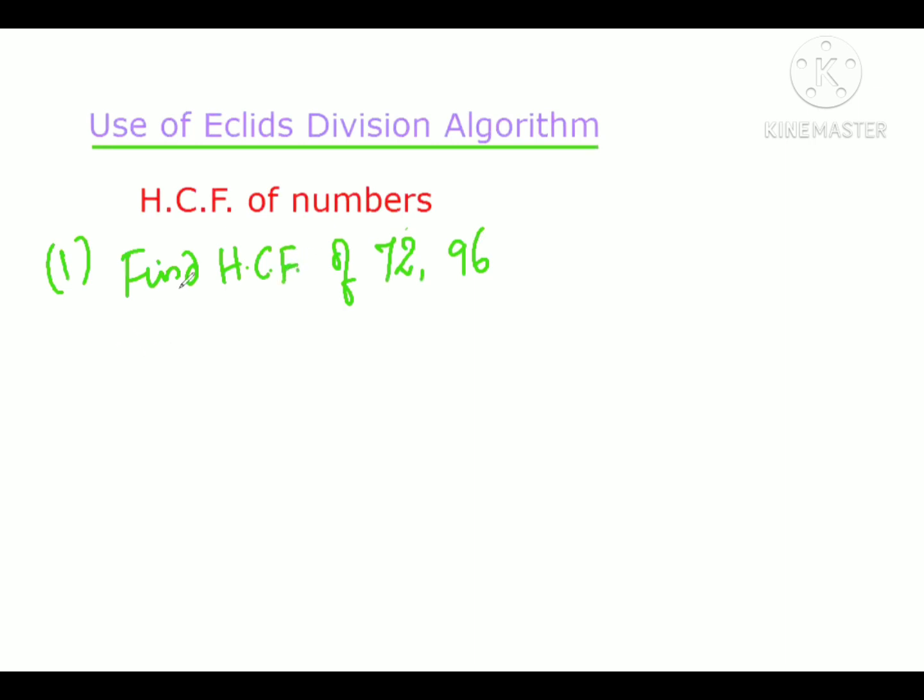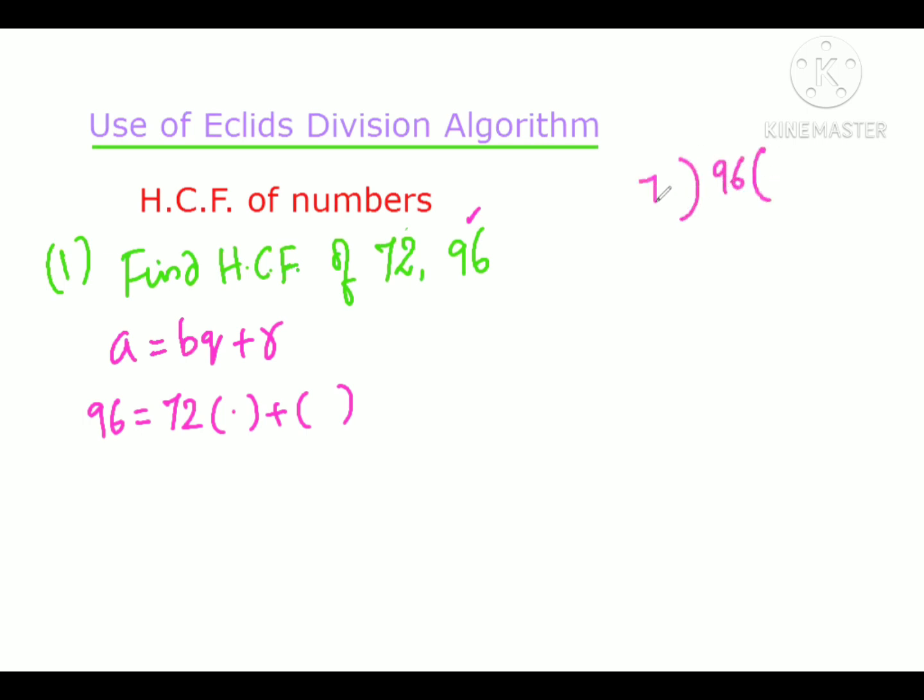So according to Euclid division algorithm, A is equal to BQ plus R. Dividend is equal to divisor into quotient plus remainder. Now take the bigger number as dividend and the smaller one as divisor. That means we have to divide 96 by 72 and find the quotient. Write the quotient here and write the remainder here. If you don't know it directly, you can follow this method also.